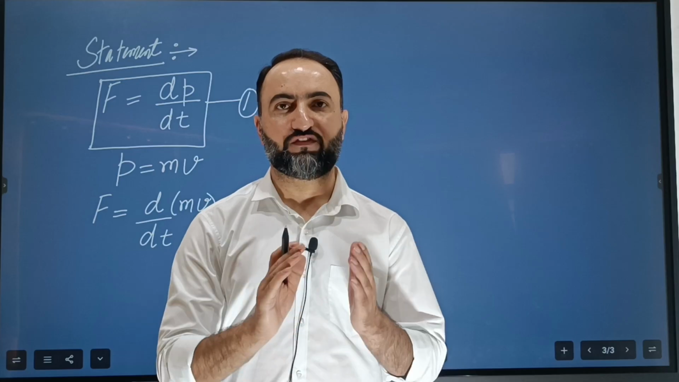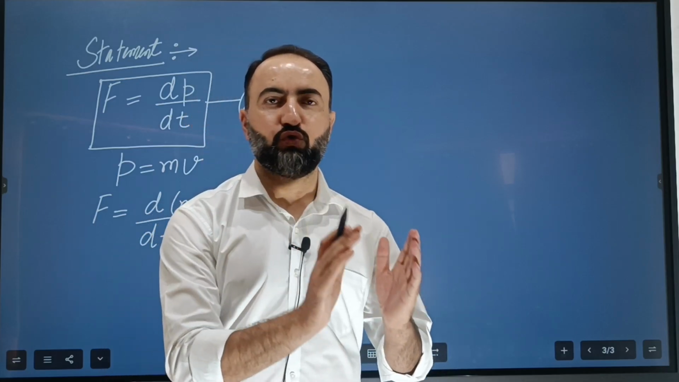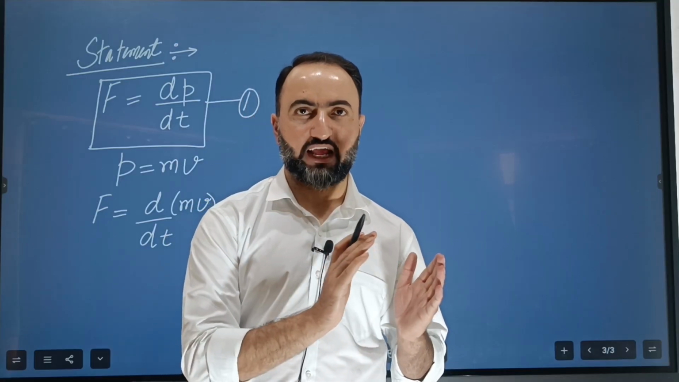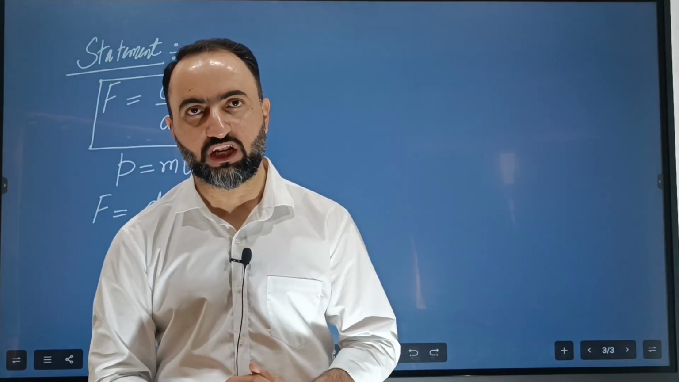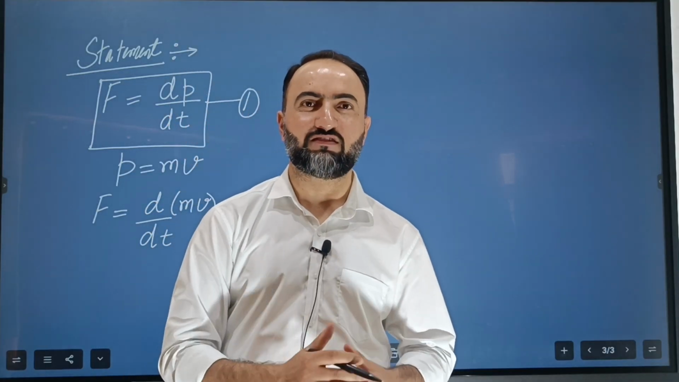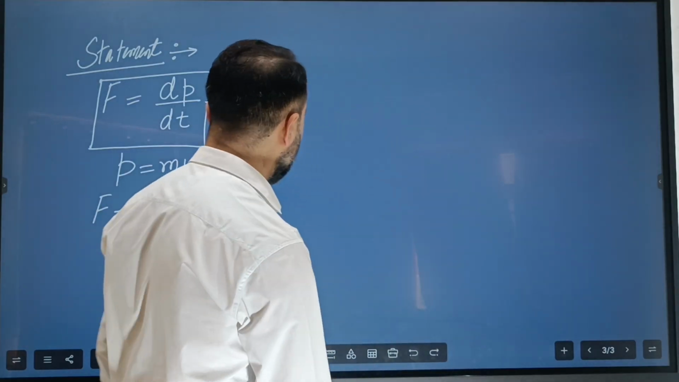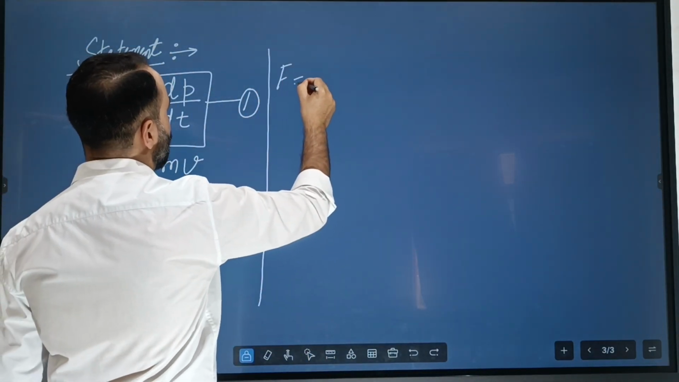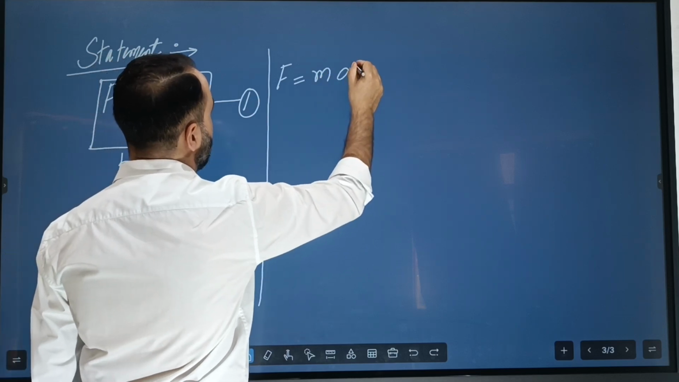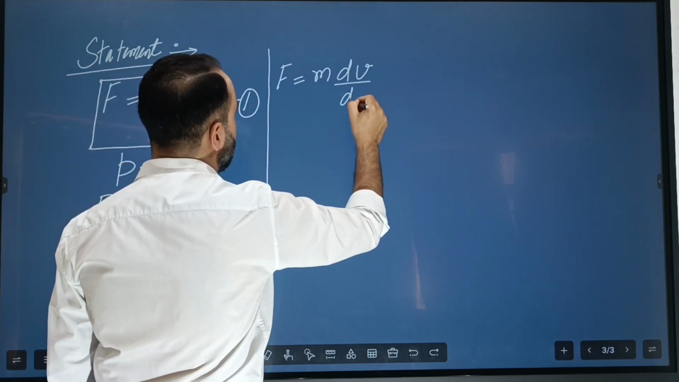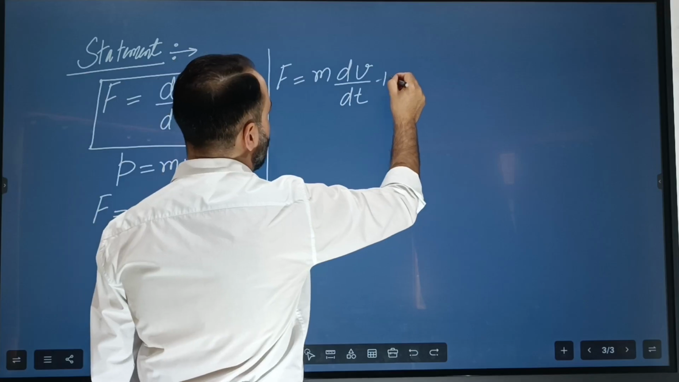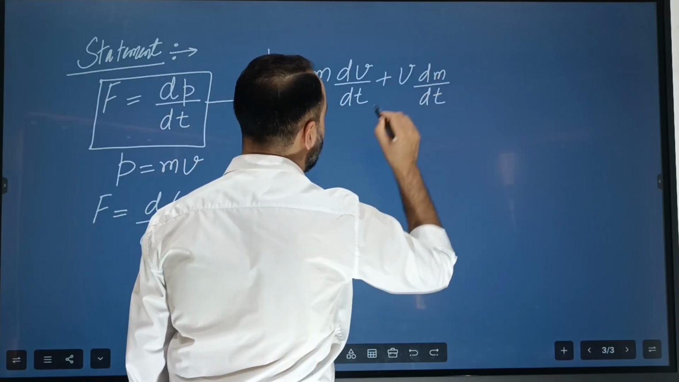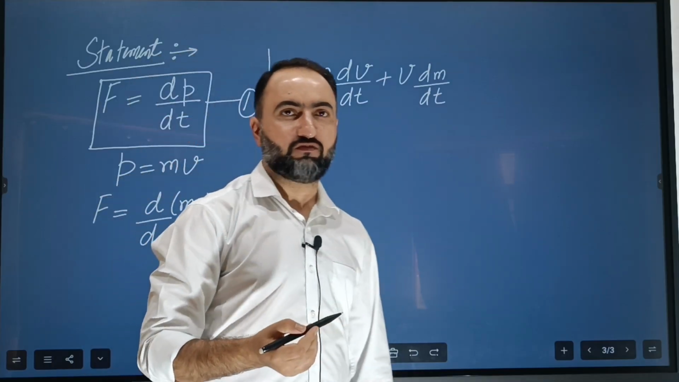differentiation. Okay, so differentiation of u into v is u into differentiation of v plus v into differentiation of u, or keep the first function as such and differentiate the second function, plus keep the second function as such and differentiate the first function. That is what I am going to do. So concentrate here. F equals to, keep the first function as such, m into dv divided by dt plus what? Plus velocity v into dm by dt. Okay, सही है बेटा? Where m is mass and v is velocity.